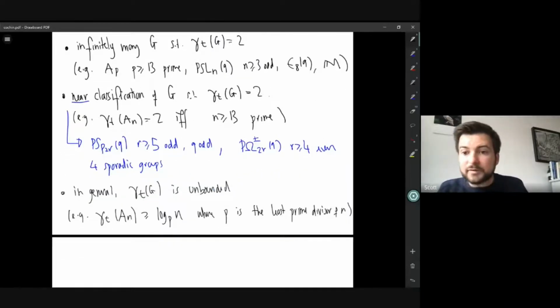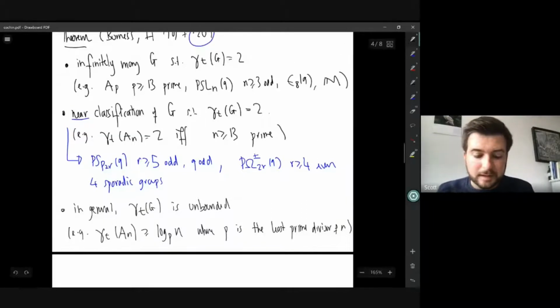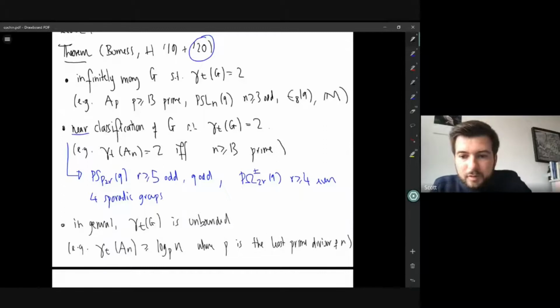But if n is prime, then this doesn't say much. And indeed, we know the total domination number in that case is 2. So that's kind of what we know. In some sense, we have got the full picture, really, of the total domination number of simple groups. And I want to say a little bit about how we proved this.